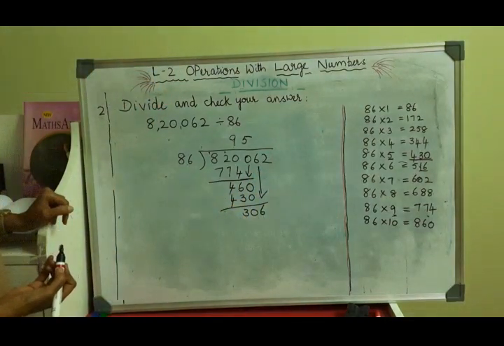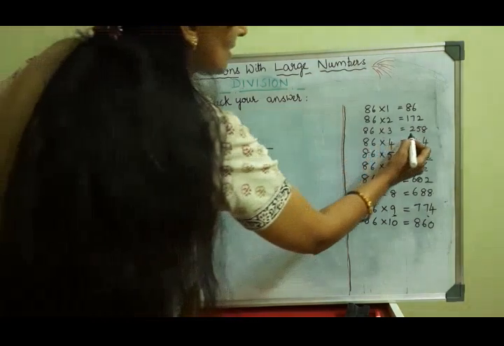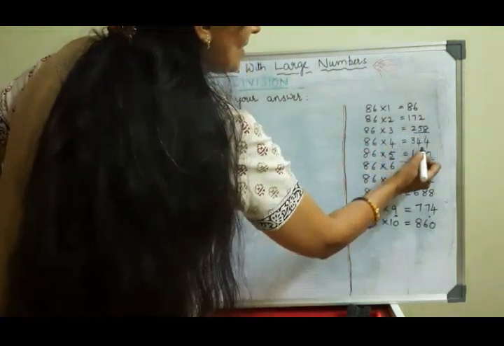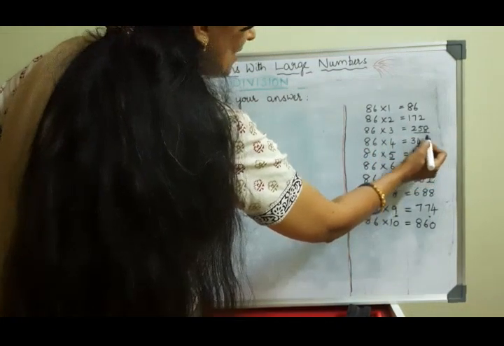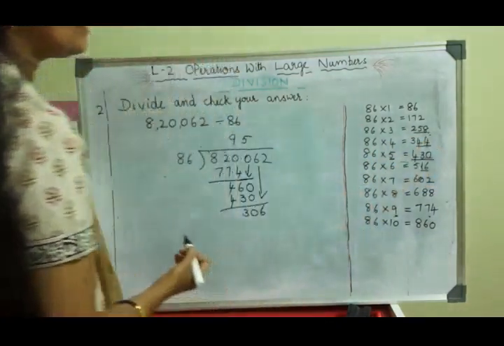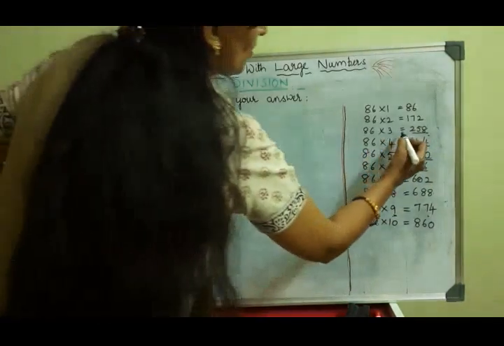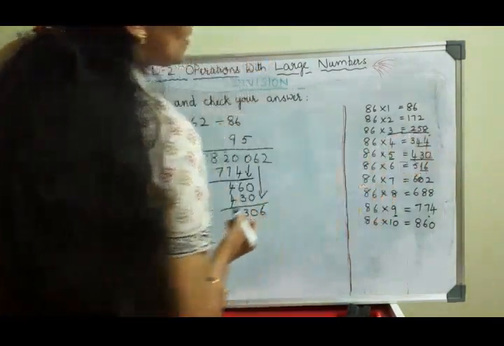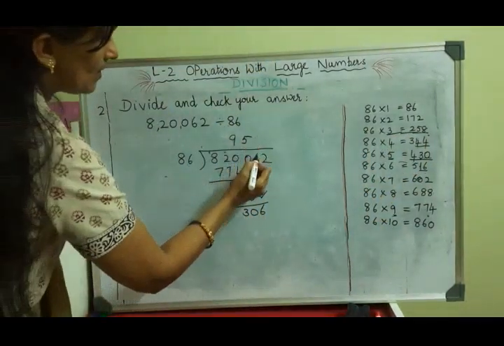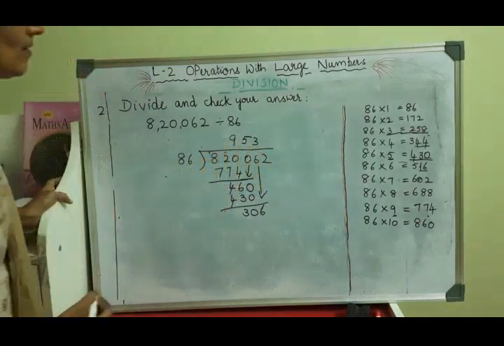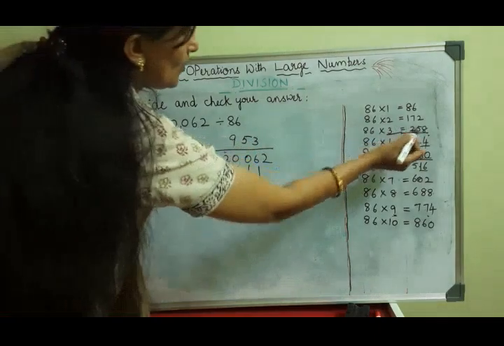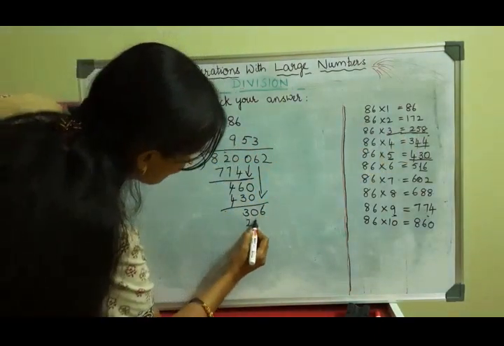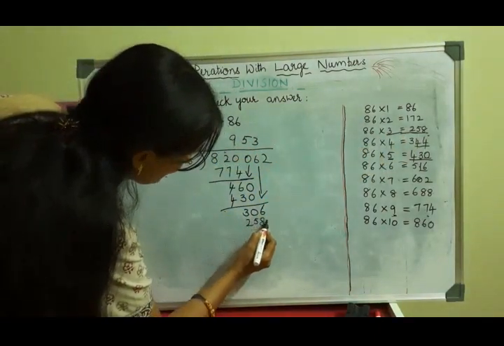Now how many times? Look for the multiplication table. It is 258 here. It is 344. 306 is here in between these two. So opt for this table. It is 3. Now write 3 above 6. 86 3s are 258. It is 258.